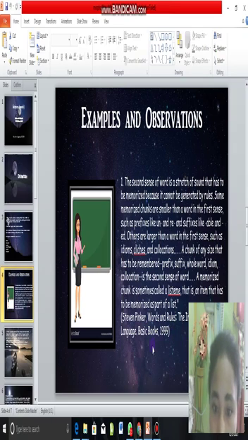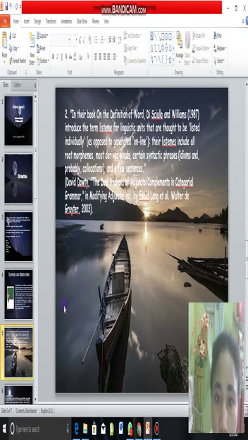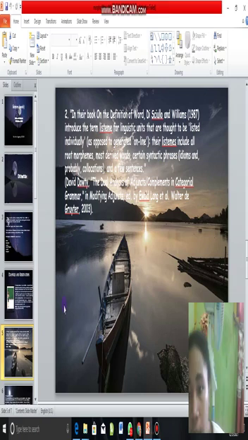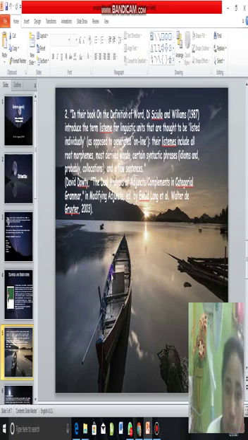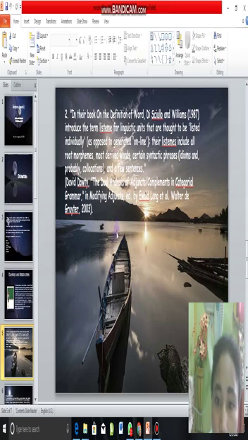A memorized chunk is sometimes called a listeme, that is, an item that has to be memorized as part of a list. And the next, in their book on the definitions of word, Di Sciullo and Williams, 1987, introduced the term listeme for linguistic units that are thought to be listed individually, as opposed to generated online. Their listemes include root morphemes, most derived words, certain synthetic phrases, idioms and probably collocations, and a few sentences.